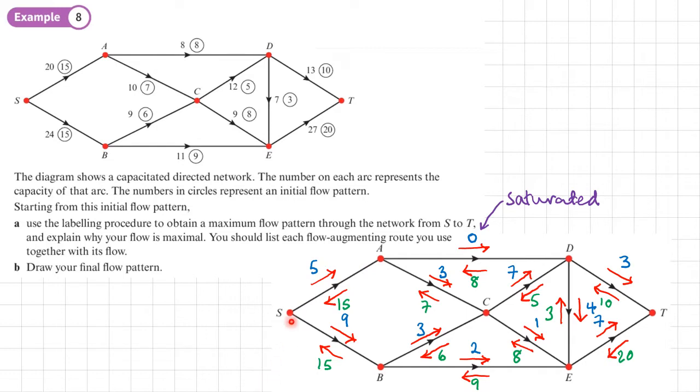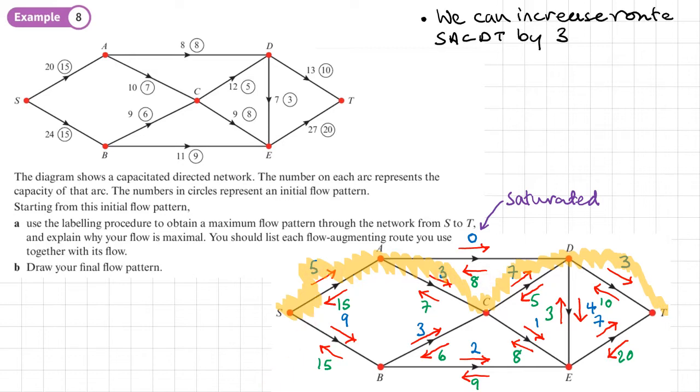So I can increase, and I'll probably highlight it, route S, A, C, D, T, that can be increased overall by 3. So let's write that down. Okay, so now we've done that, we do need now to change some of these numbers.